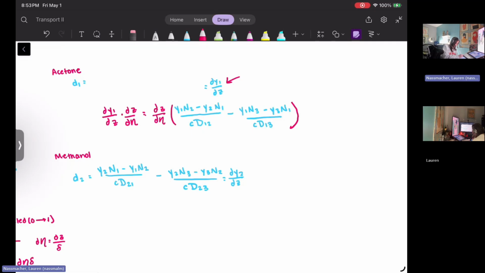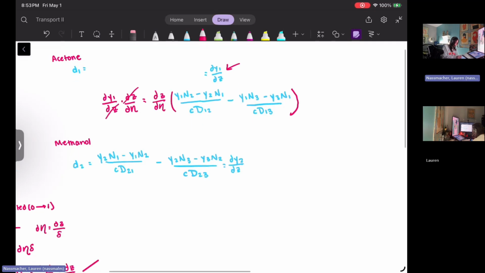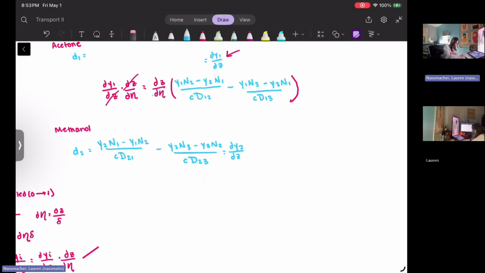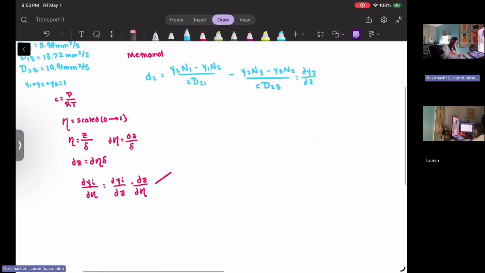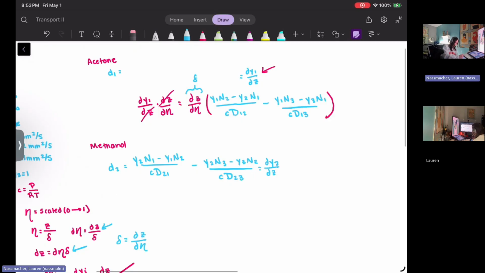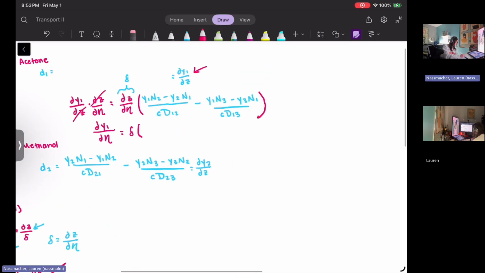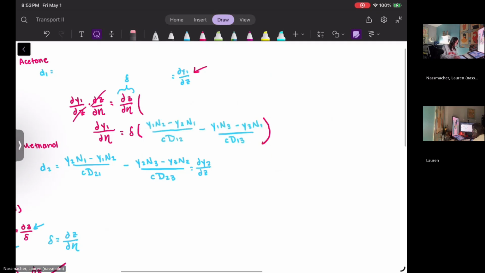And now we can cancel out some units, cancel out both our changes in z right there, and we can also understand that this change in z over the change in n, if you rearrange this equation right here, you'll find that our thickness equals the change in z over the change in n. So this is actually equal to the thickness. And our final equation is our change in molar fraction of 1 divided by our change in n equals the thickness multiplied by this entire section of the problem.